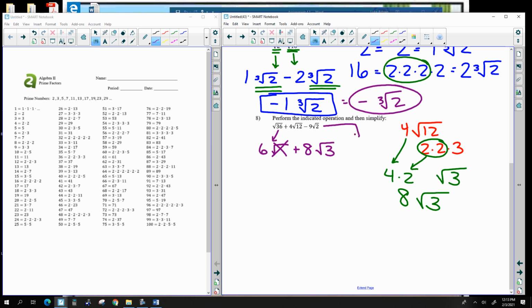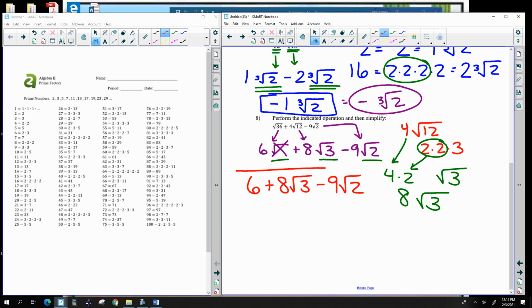Again, you can't really do anything with 2, so this is going to be negative 9 root 2. All right, take a look here. Look for similar roots. Nothing has a similar root. So that is what it is. It's 6 plus 8 root 3 minus 9 root 2. I'm unable to add or subtract any of those, and so that's as good as it gets.